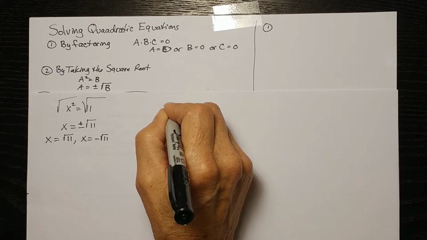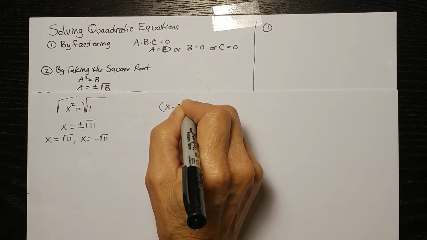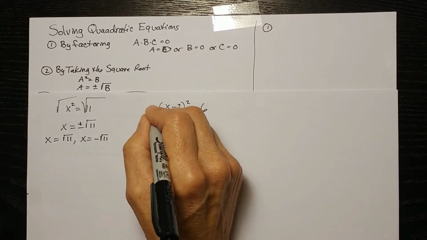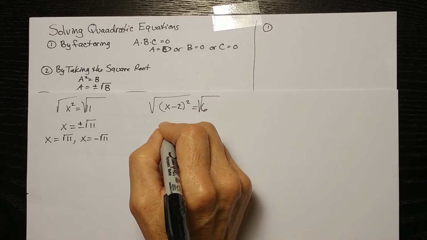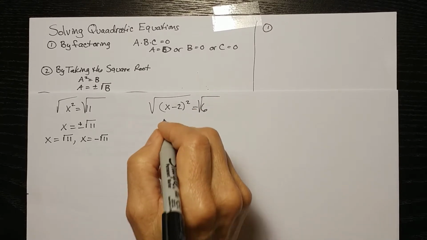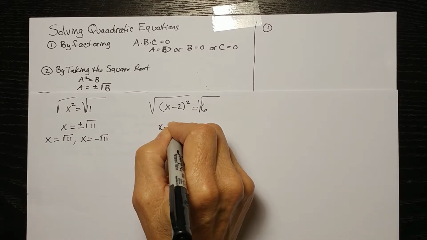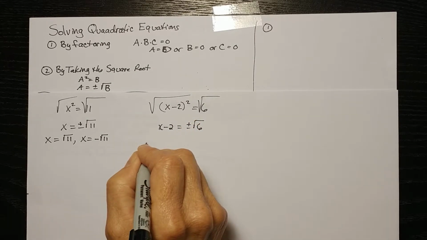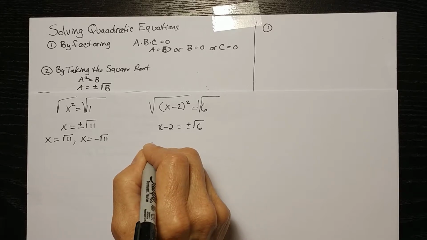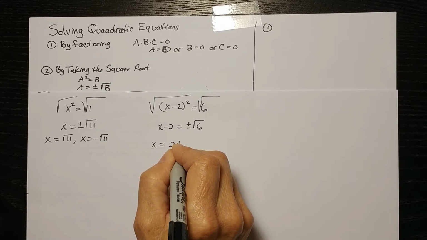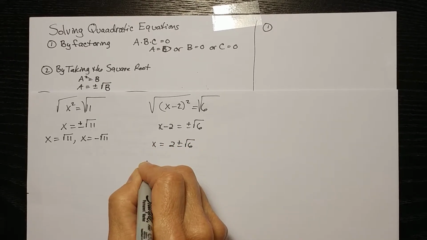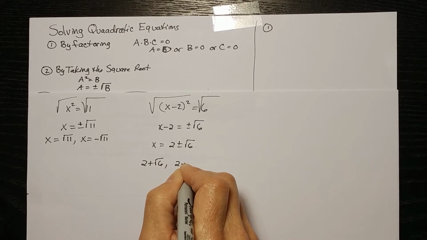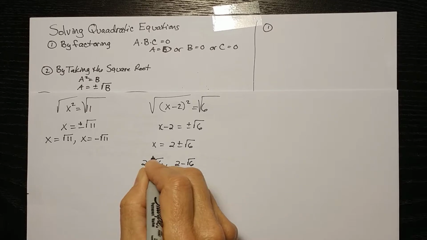If you are given this, x minus 2 squared is equal to 6, you could solve this. You could take the square root of both sides. So the square root of x minus 2 squared is simply x minus 2. This will equal plus or minus the square root of 6. Solve for x by adding 2 to both sides. X is equal to 2 plus or minus the square root of 6. Here are your two answers, 2 plus the square root of 6, 2 minus the square root of 6. Those are your two answers here.